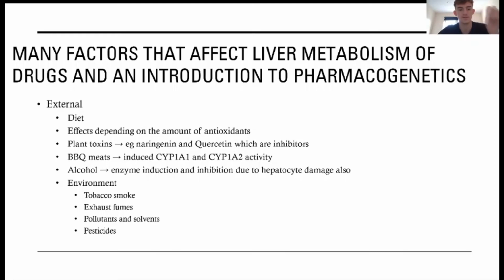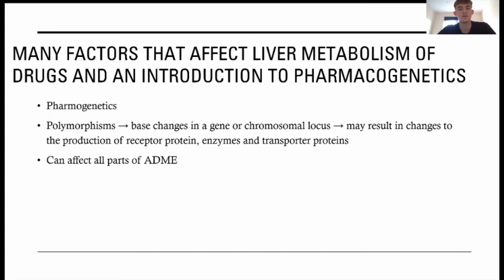Also the environment, so we can have the effect of tobacco smoke, exhaust fumes, pollutants, solvents, and pesticides. Then just a little note on pharmacogenetics. When you've got these enzymes, things can go a little differently in you, so you can get different variations of these enzymes which either work not well enough or too much.